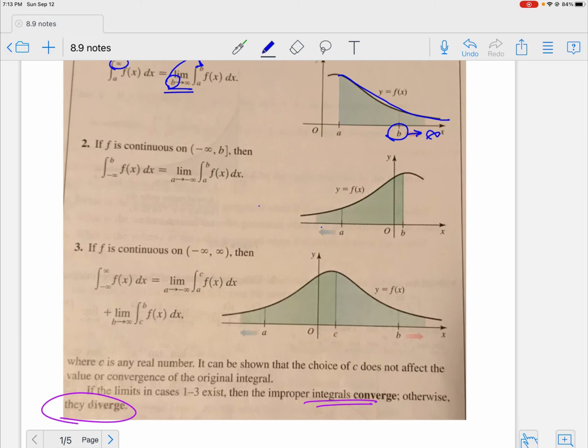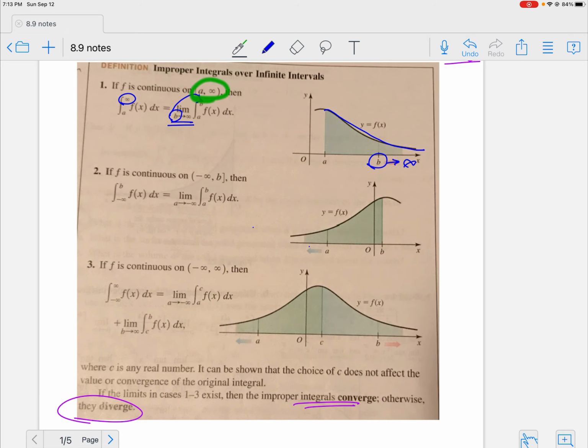If f is continuous, but instead of going from a to infinity, I'm going from negative infinity up to b, right? So I'm looking from negative infinity. So I have negative infinity as my bottom bound. Now the variables a and b are used just because that's what your book uses. That doesn't mean that it has to go that way. a is typically on the bottom and b is typically on the top. So if I'm going to negative infinity, then we're replacing the negative infinity with the a. So that's what's happening there.